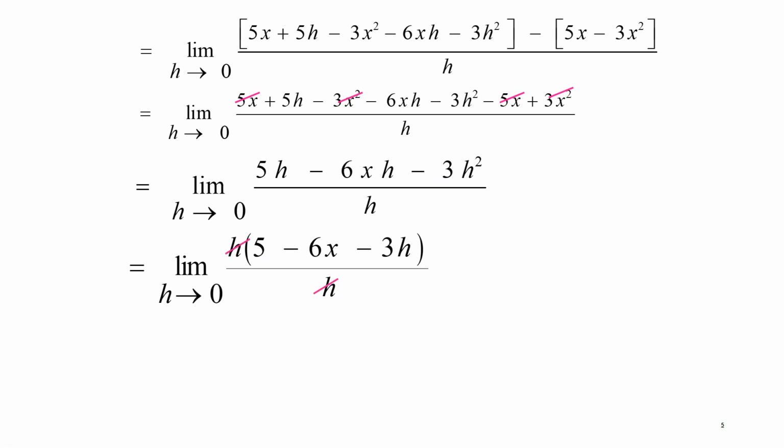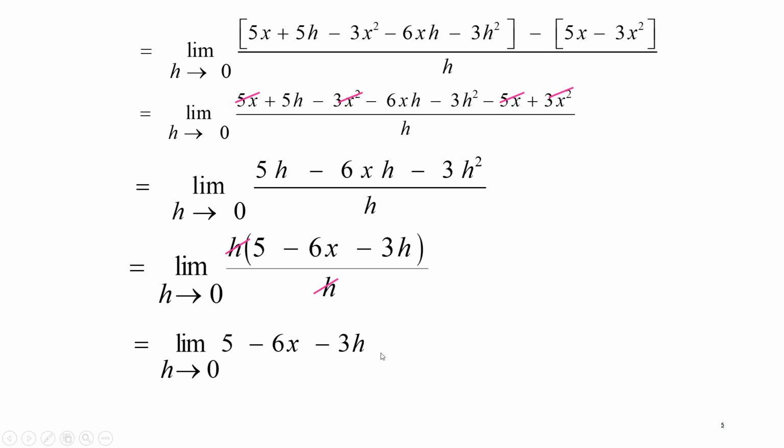So clearly these two h can cancel now, because these two are now factors. So h is a factor of the top, and this h is alone at the denominator, so these two can cancel out. You are only left with the limit as h approaches 0 of 5 minus 6x minus 3h.